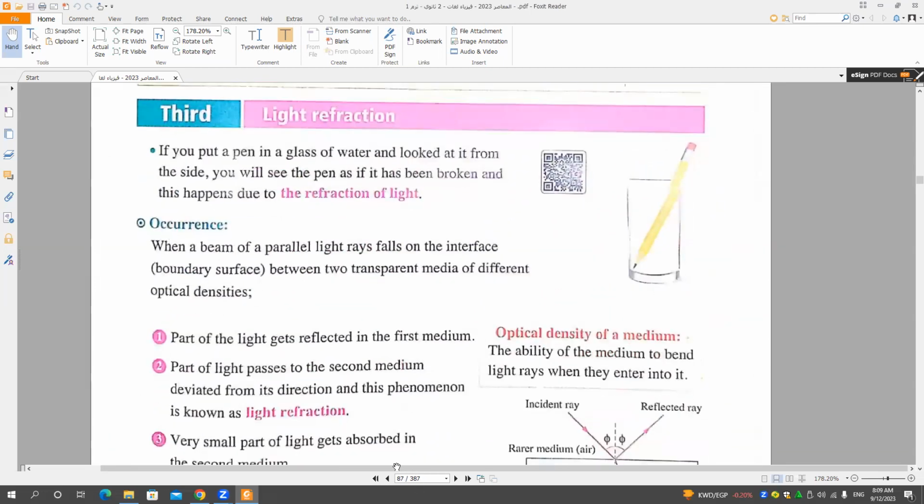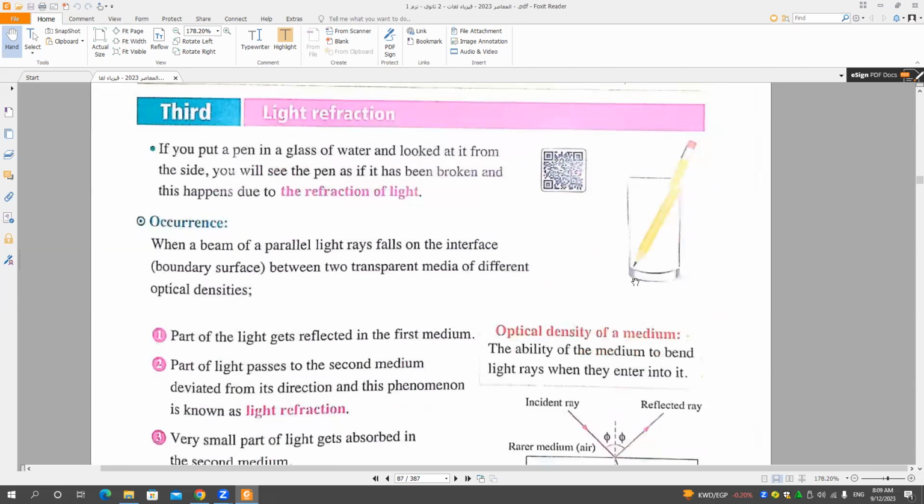When we put a metallic spoon, or a pencil, or any object inside a cup of water in a transparent glass cup, what will happen at the interference or the separating surface between water and air? We can see the pencil or the metallic spoon seems broken.